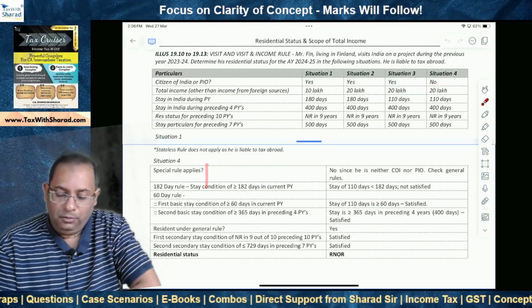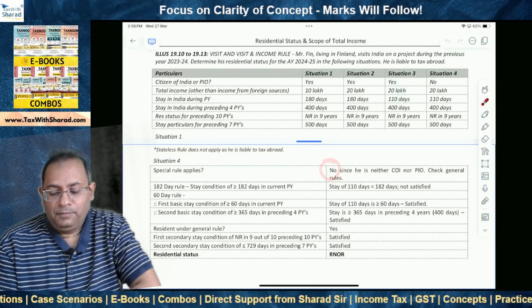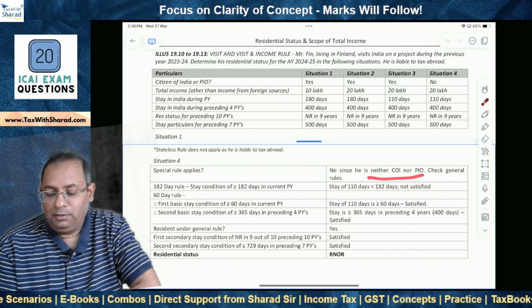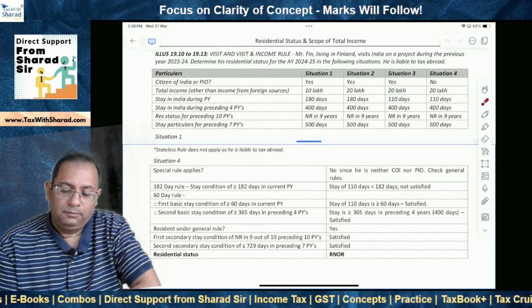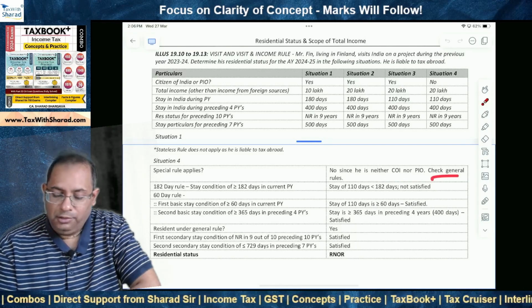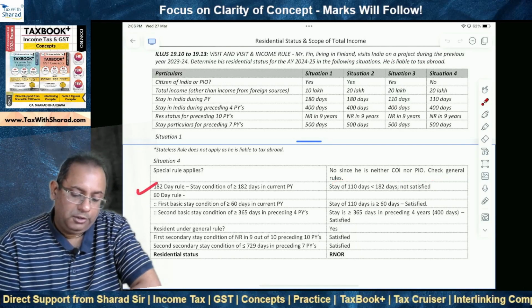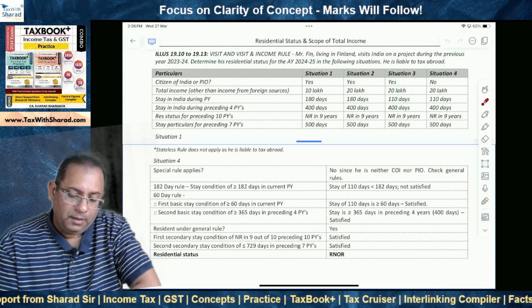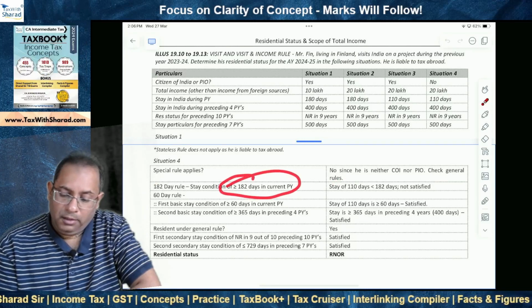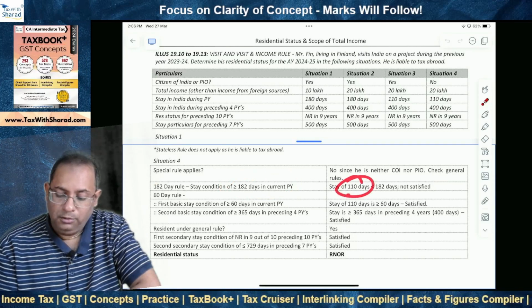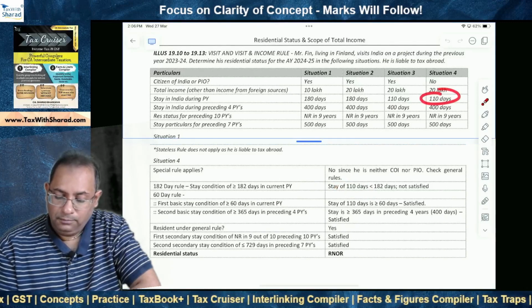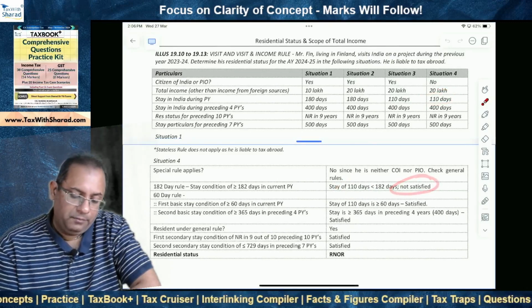So what about the special rule? The special rule does not apply. Why? Because he is neither a citizen of India nor a PIO. So what do we need to do? Check general rules. 182 day rule. Stay condition is 182 days or more in the current previous year. No, because the stay is of 110 days only. So this is not satisfied.